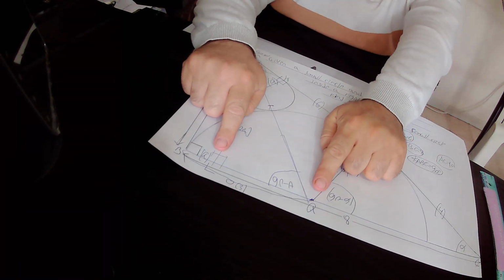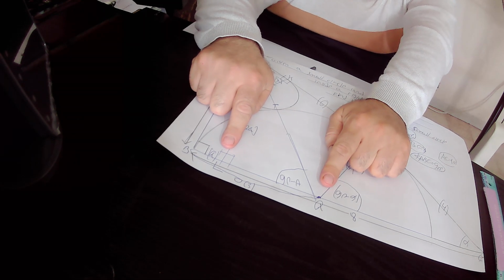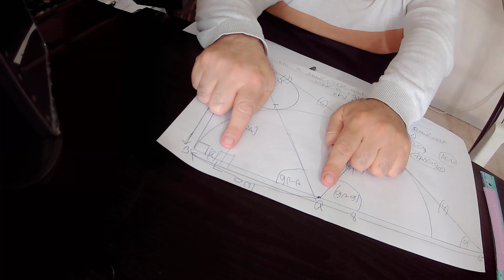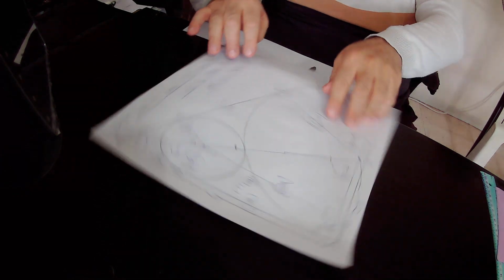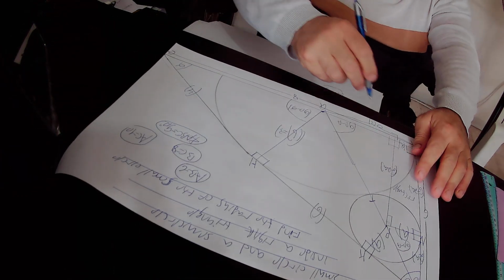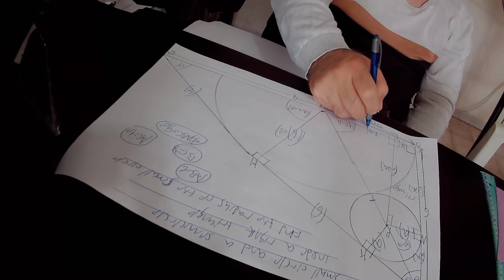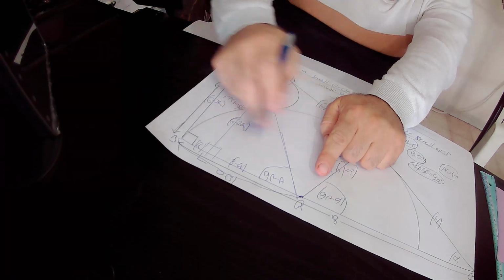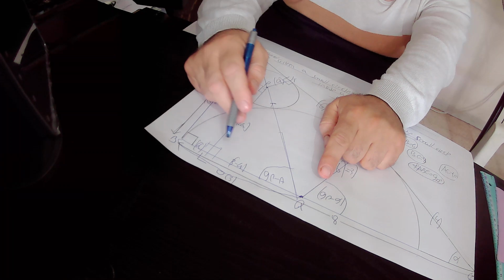What is the length of line segment LQ? LQ equals BQ minus BL. So LQ equals BQ, that is 3, minus BL, that is A. So in total, this is side LQ, and it equals 3 minus A. So in total, LQ equals 3 minus A.